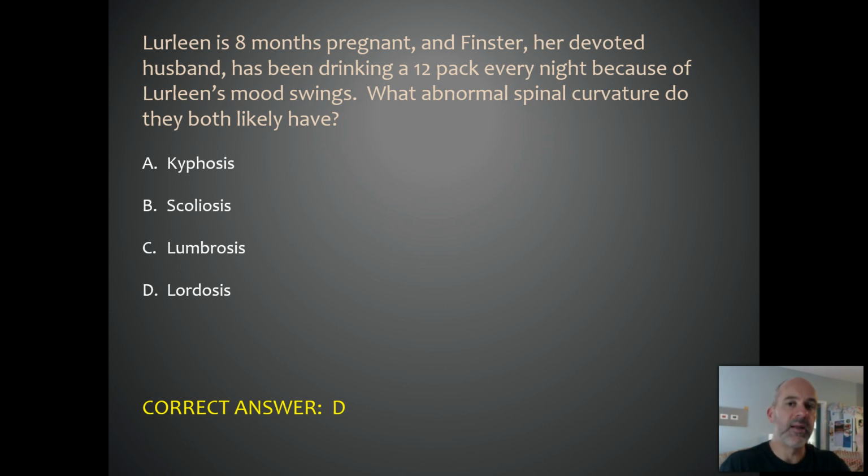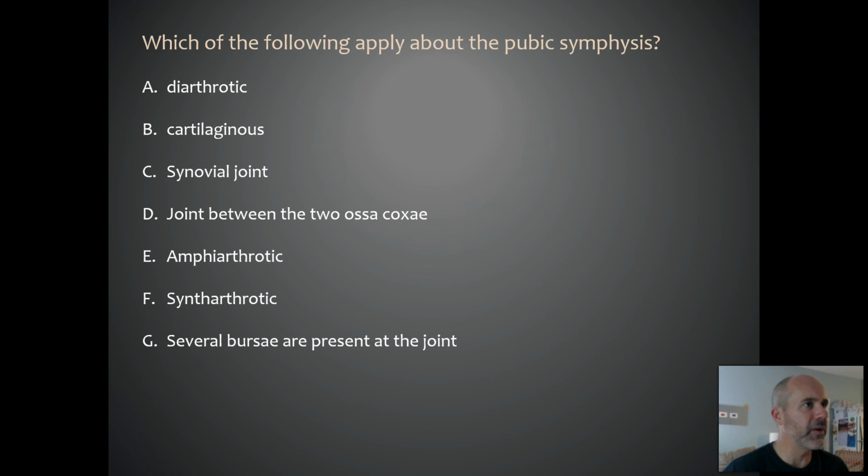Scoliosis, that's a lateral curvature of the vertebral column. So if you were looking at somebody from behind, the spinal column bows out that way or that way. Lumbrosis, I just made that up. That's not even a real word as far as I know. Okay, let's see.